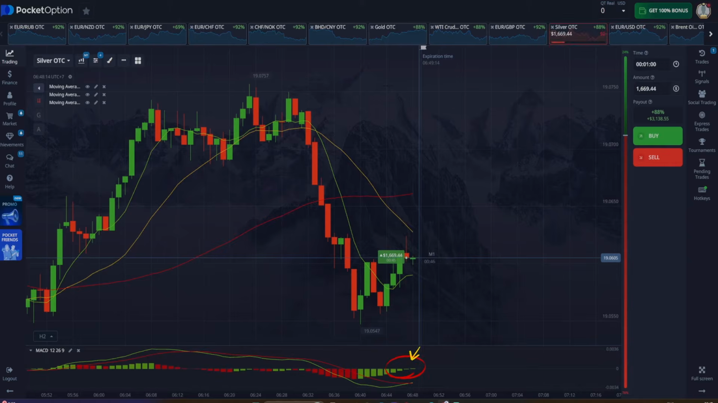Also notice the histogram turning green. The longer and taller the green bars grow, the stronger the buying pressure pushing the price upward. So the combination of a line crossover and a strengthening green histogram is a valid signal to enter a buy. I'm taking a buy on this MACD crossover. Let's watch the result together.